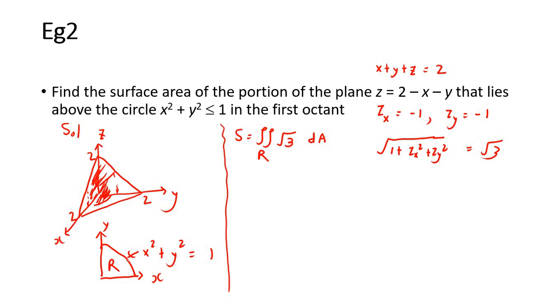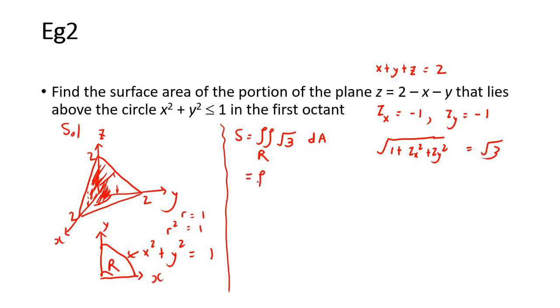Then we use polar coordinates, where x squared plus y squared changes to r squared equals 1, or r equals 1. r is always a radius, so the minimum is 0. r is a positive number, that's why it goes from 0 up to positive 1. And this is only in the first octant, so in 2D it is the first quadrant. So theta goes from positive x to positive y, which is only pi over 2.